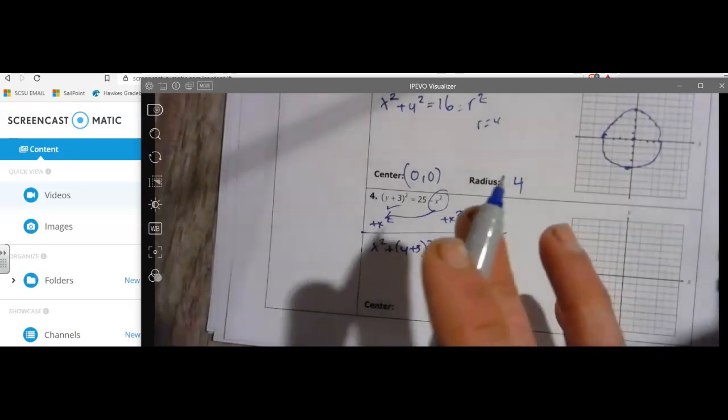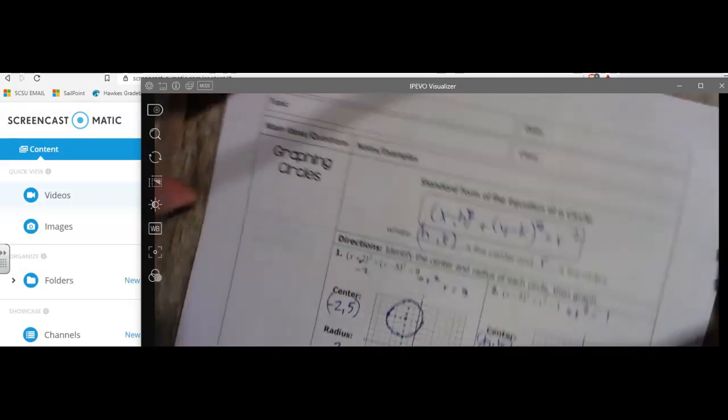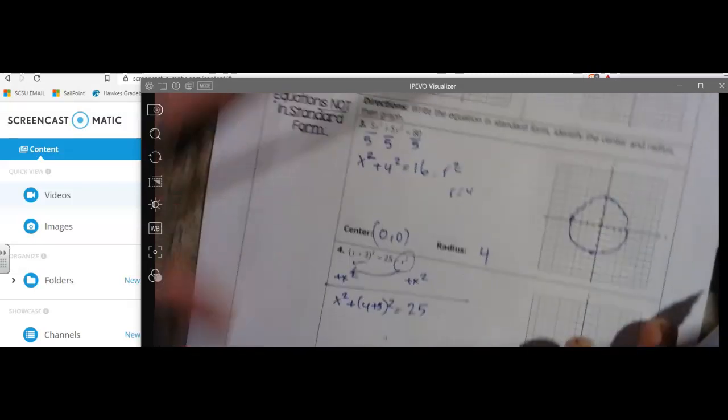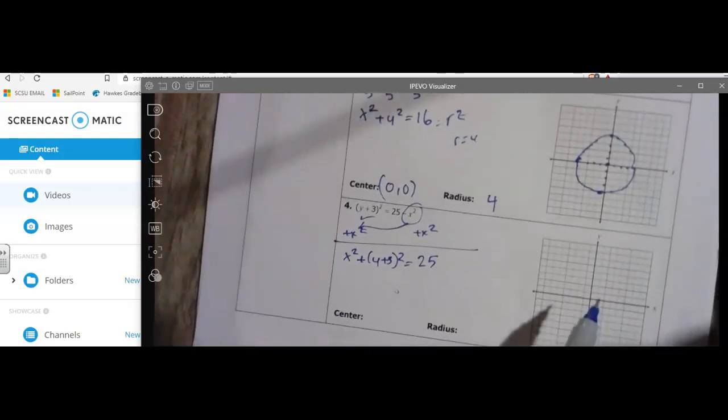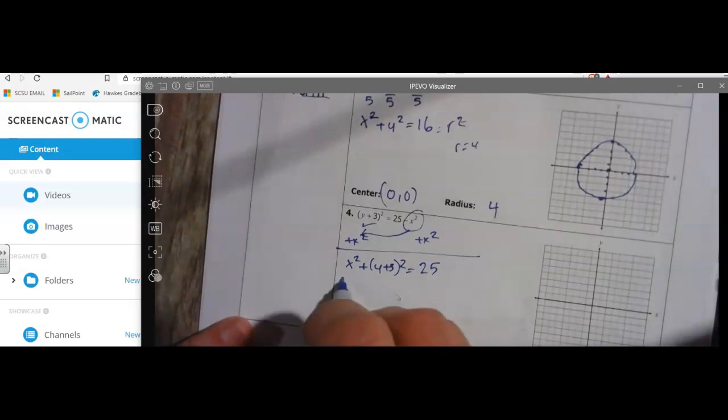So every equation is different. You just have to know what the form is supposed to look like, and then ask, how is what I have different, and what do I need to do in order to make it look that way? There's not one change that works for every non-standard equation for a circle. So now this is in the right format.